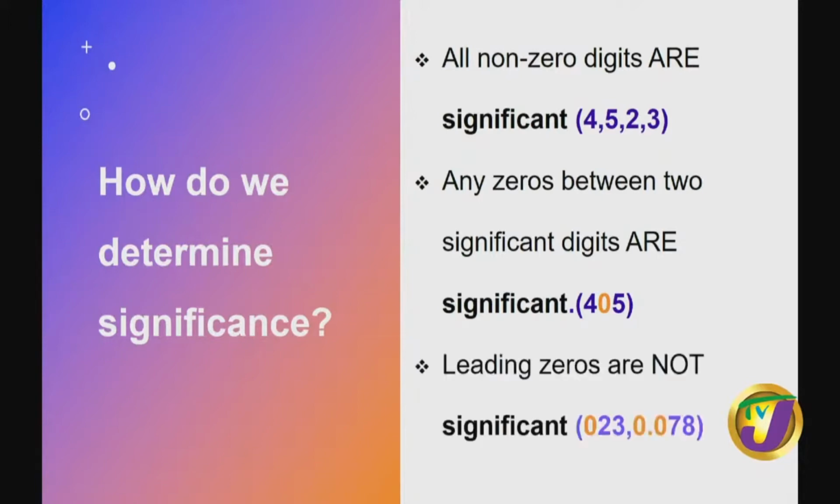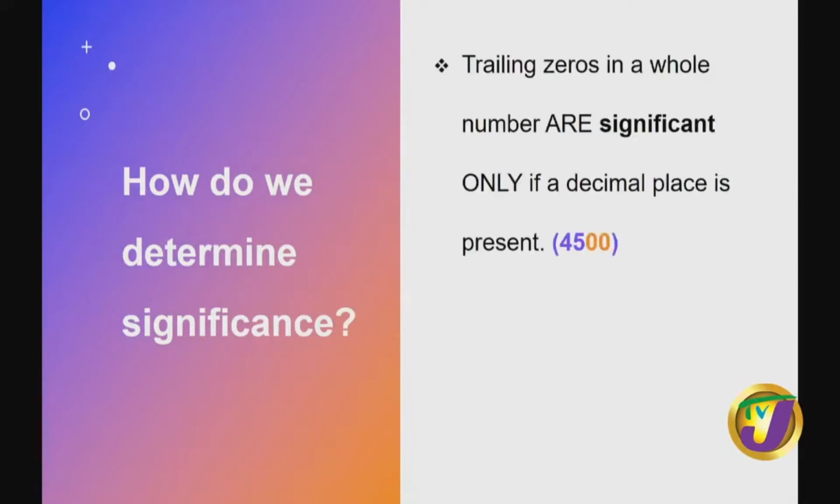Leading zeros are not significant. So for example, 023, the zero in front is not significant. Or 78 thousandths, the two leading zeros are not significant. Trailing zeros in a whole number are significant only if a decimal place is present. So for example, 4,500. The trailing zeros are not significant because there's no decimal point.